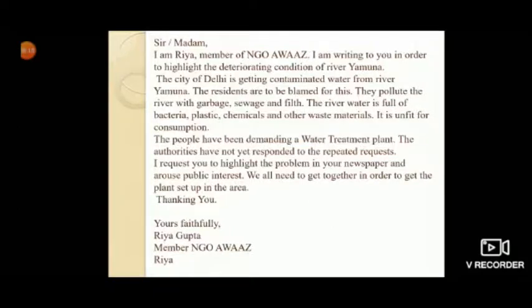I request you to highlight the problem in your newspaper and arouse public interest. We all need to get together in order to get the plants set up in the area. Thanking you. Yours faithfully, Riya Gupta, member NGO Awaz, Riya. So, after reading this sample format, the format of formal letter is clear to all of us.